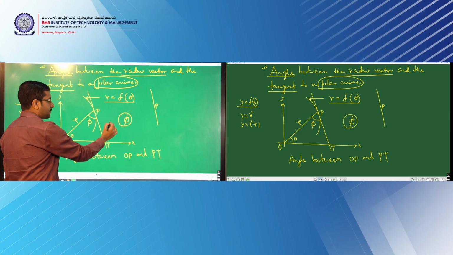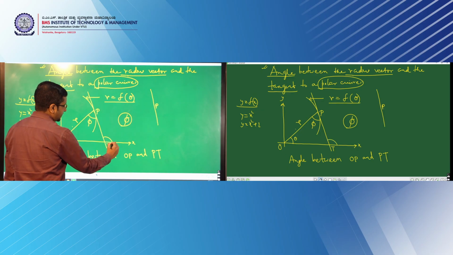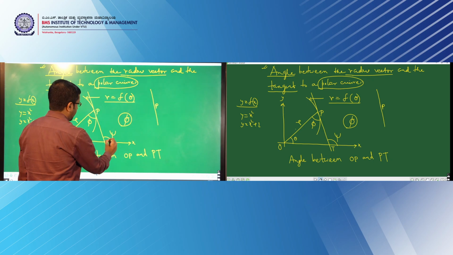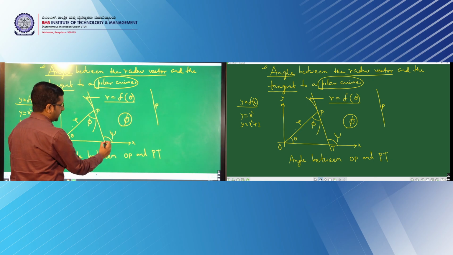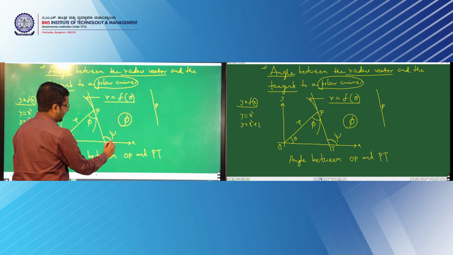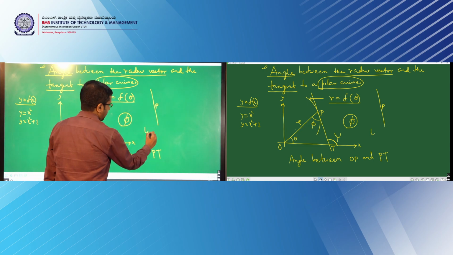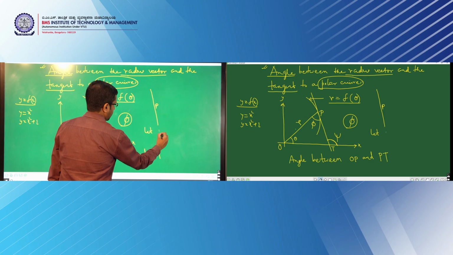For this phi, first what we need to take? Suppose we take this external angle as psi. What to write here? We have to write: suppose this tangent makes an angle psi with the positive x-axis. Why is positive x-axis mentioned? Because you see this tangent makes two angles, one on the left hand side and one on the right hand side. So with the positive x-axis, this external angle, suppose we take it as psi.